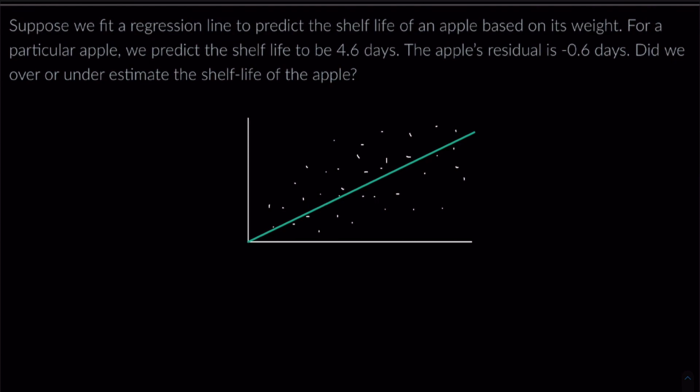Okay, so this part says, suppose we fit a regression line to predict the shelf life of an apple based on its weight. For a particular apple, we predict the shelf life to be 4.6 days. The apple's residual is negative 0.6 days. Did we over or underestimate the shelf life of the apple?